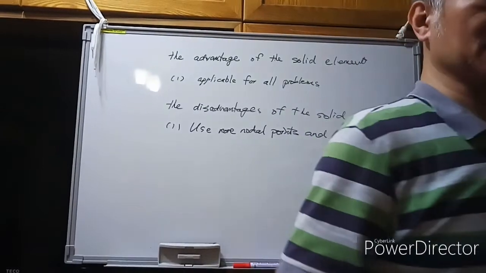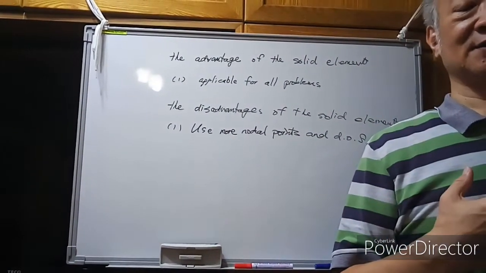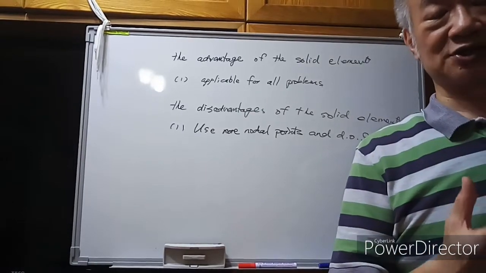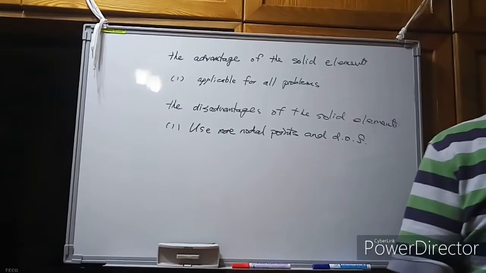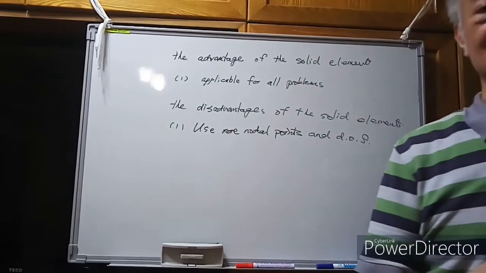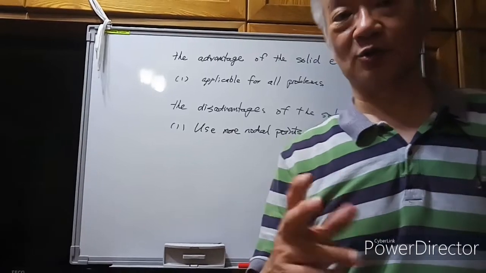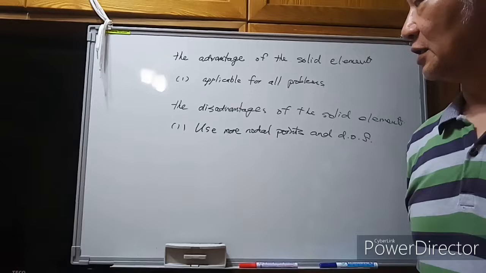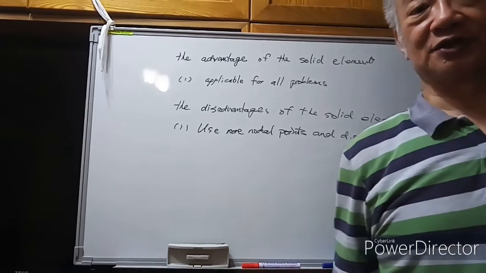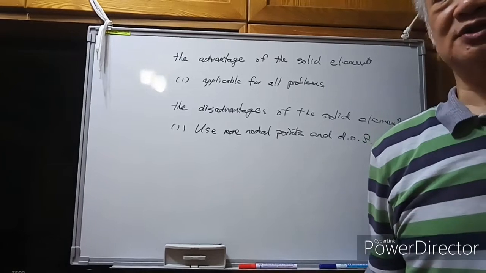Okay, for the simplest solid element, we need to use 8 nodal points. But for the simplest plane strain element, we need only 4 nodal points. So the number of nodal points is always greater than in other structural models. And there are 3 degrees of freedom for each nodal point.